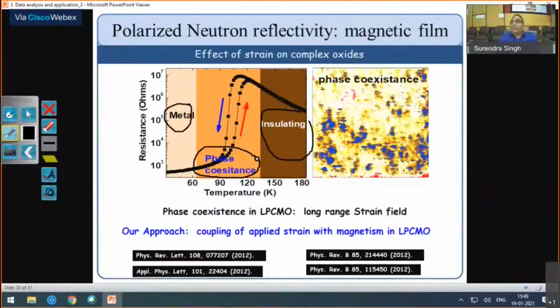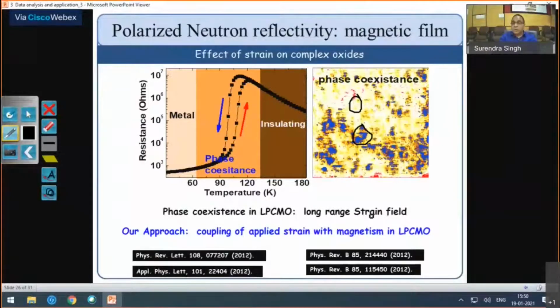And from the magnetization measurement, people have seen that the metallic and insulating phases are nothing but the ferromagnetic and antiferromagnetic phases. You can see the phase coexistence also here at one particular temperature. We have taken these conducting AFM measurements from this. You can see the blue ones are the metallic, and this is the insulating phase. So there is a phase coexistence happening when we cool down these systems.